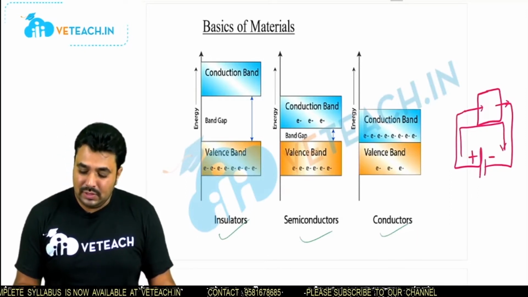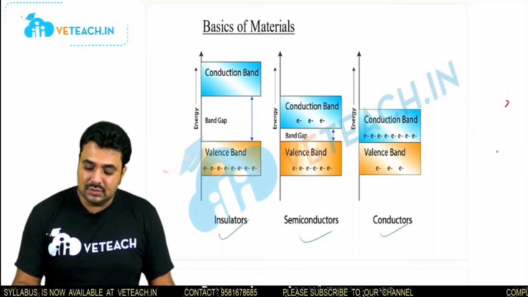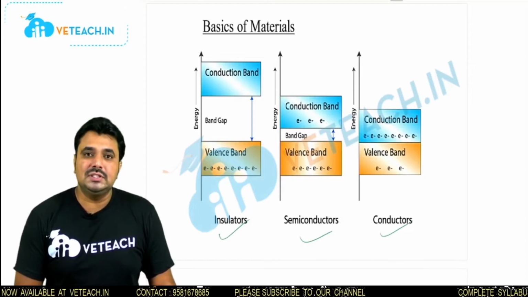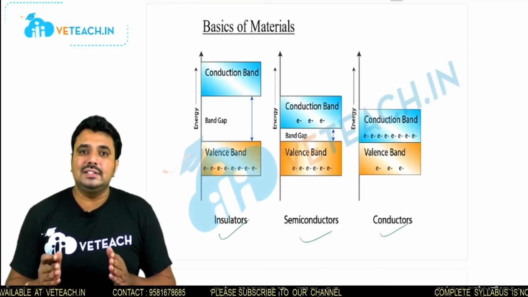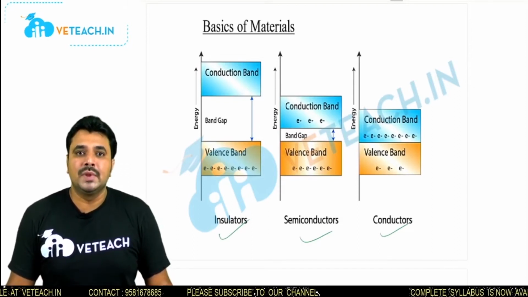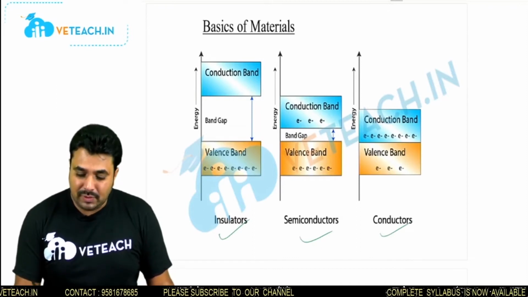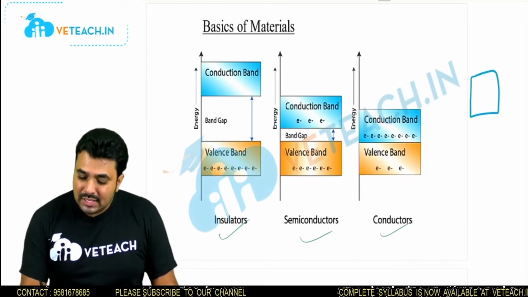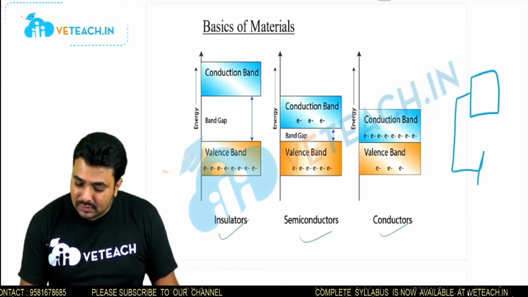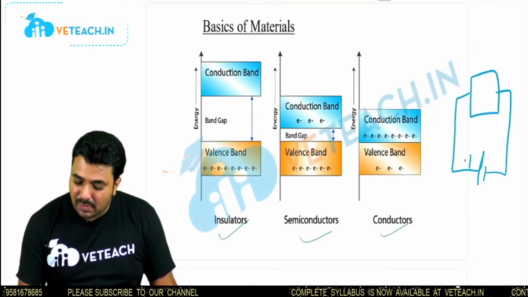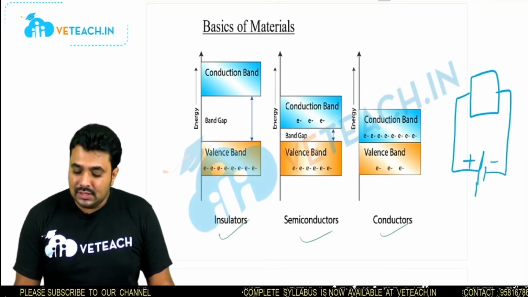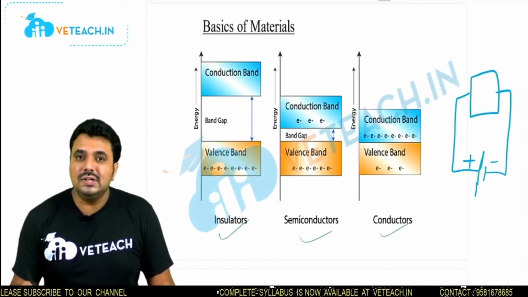Next, we go for the insulators. Insulators means the material does not allow electricity through it. For example, if I take an insulating material and connect it to the battery, wanting to pass electricity through it, then no current will pass through the insulating material.